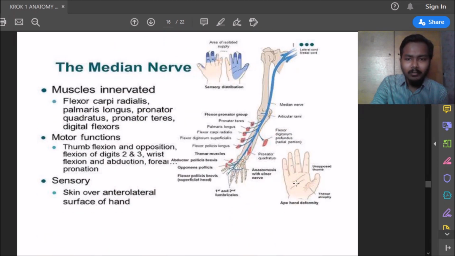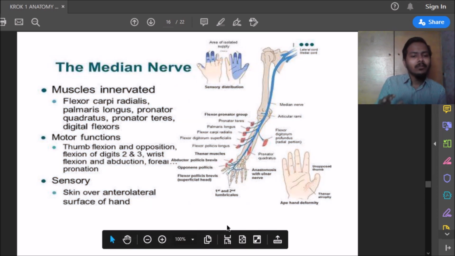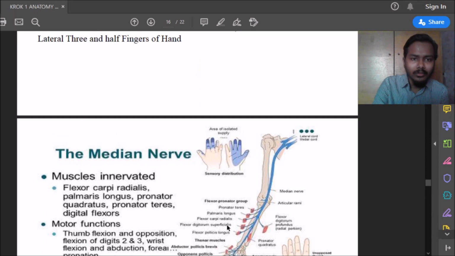So you can see in the image the sensory distribution, the skin over the anterolateral surface of the hand. The 1st, 2nd, and 3rd fingers have sensory distribution by the nerve called the nervus medianus.